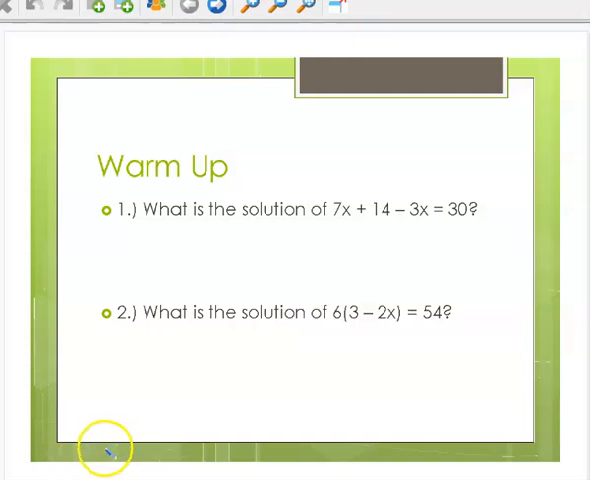Okay, before we start the next lesson in this chapter, again, a couple of warm-up questions based on multi-step equations from our last lesson. So pause the video and work these two problems out. We'll be back together.